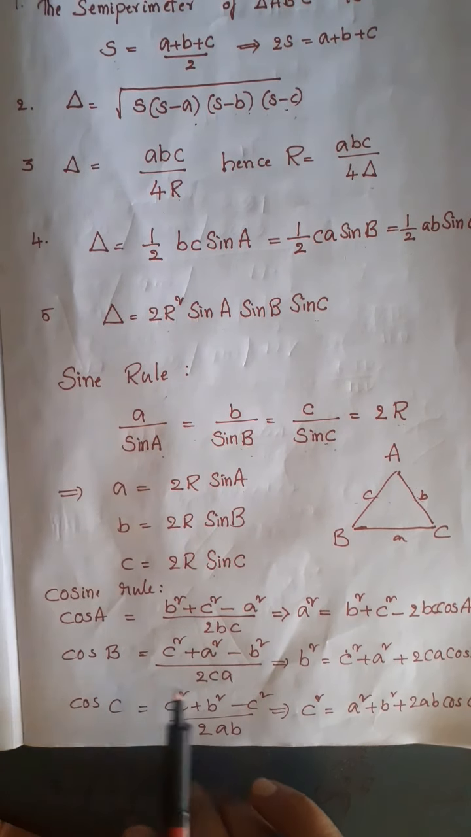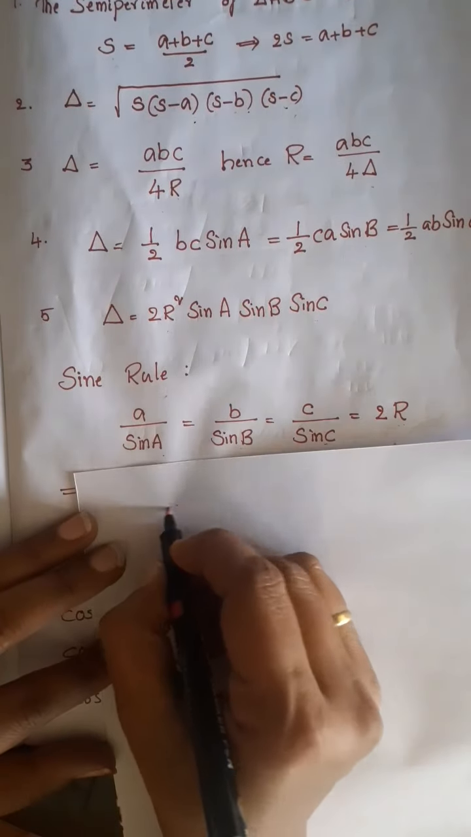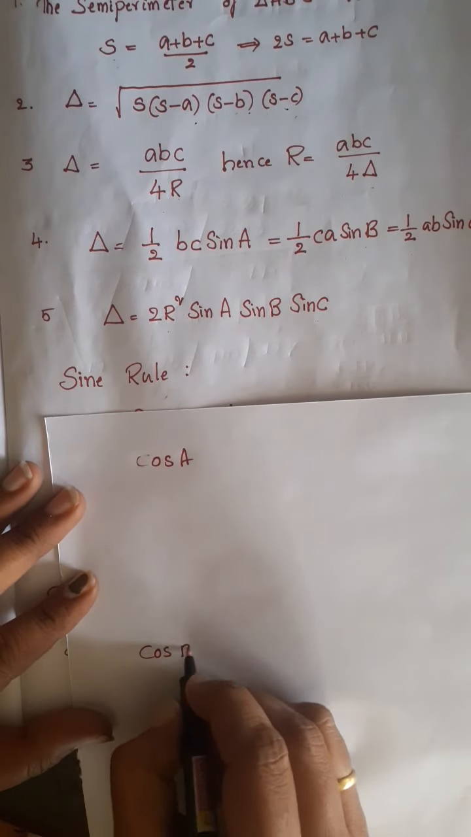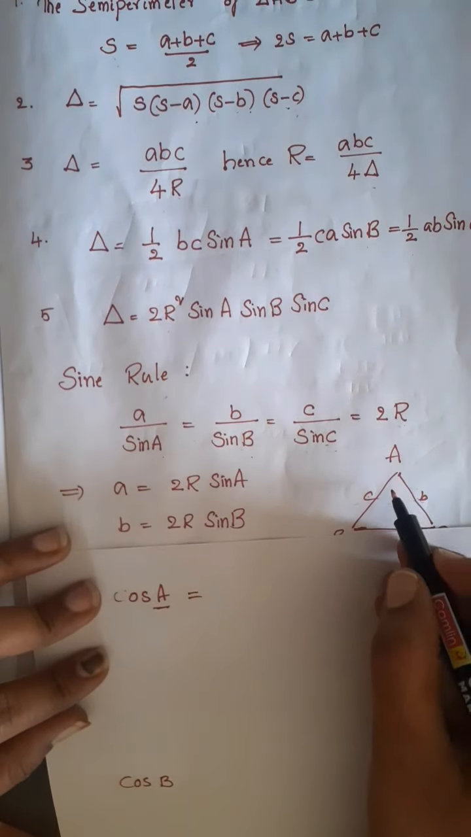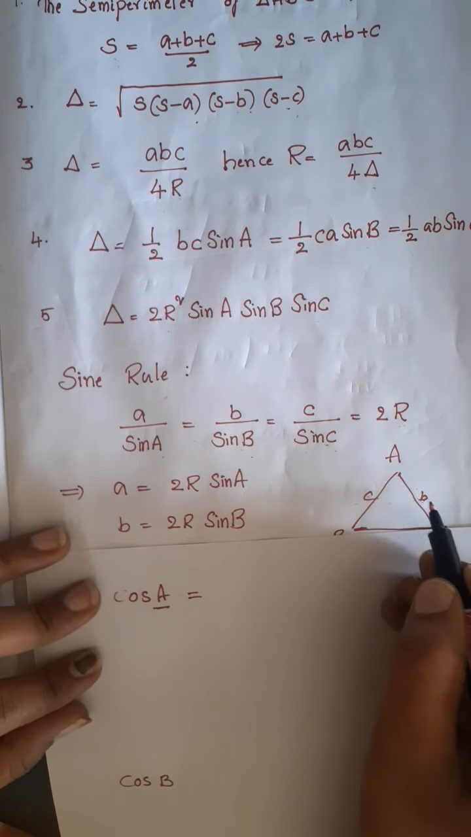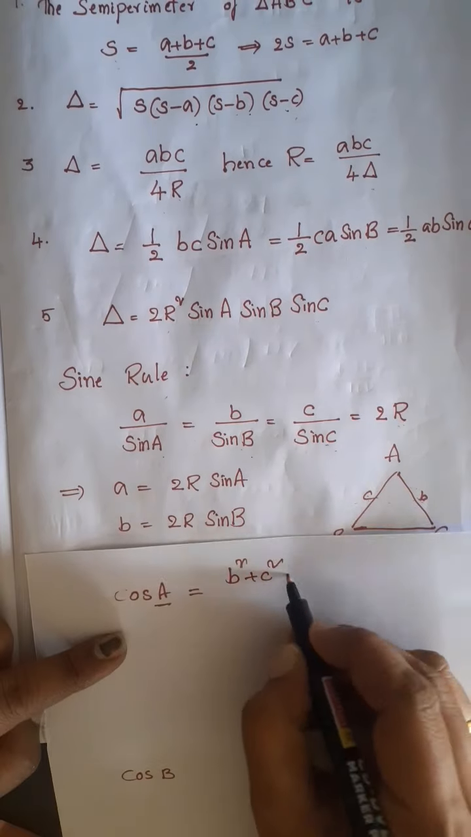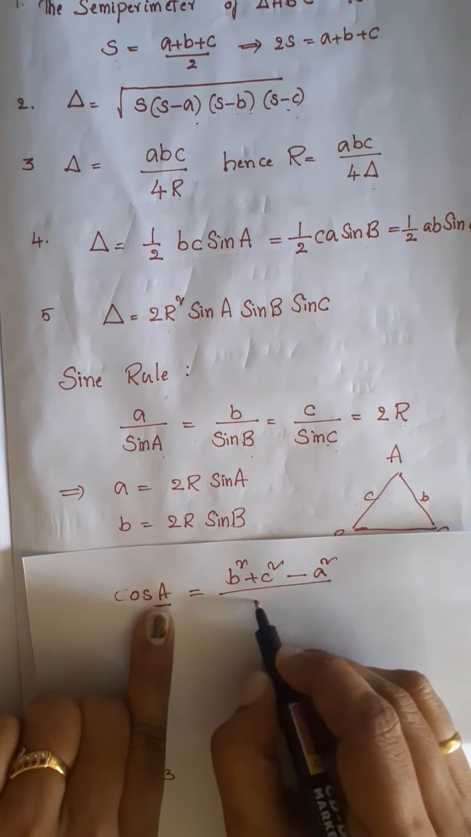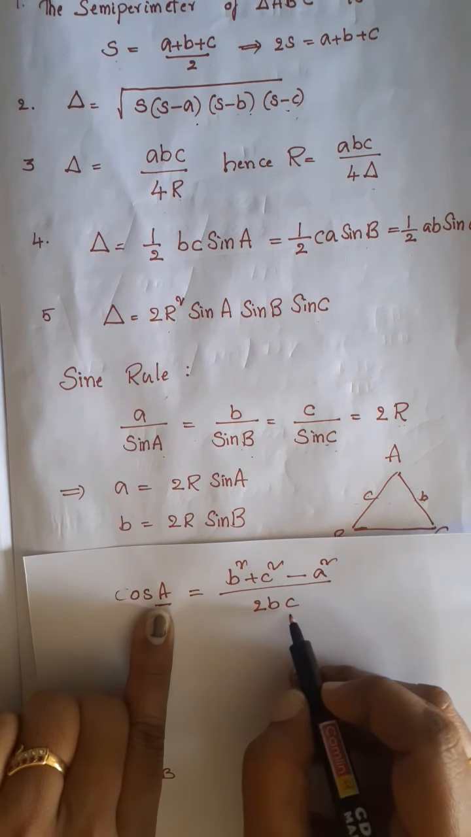Next, the cosine rule. Cosine rule is about cos function. Let us have a practice. We have to find cos A, cos B and cos C. Cos A is actually, A is the angle between b and c, right? So this is b square plus c square minus a square by 2bc, since we are writing about A.